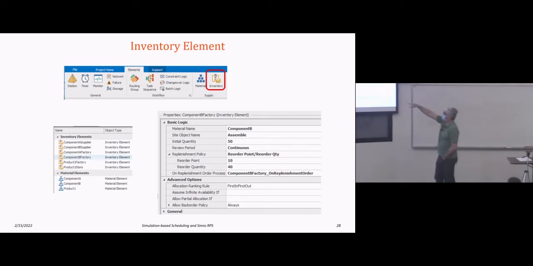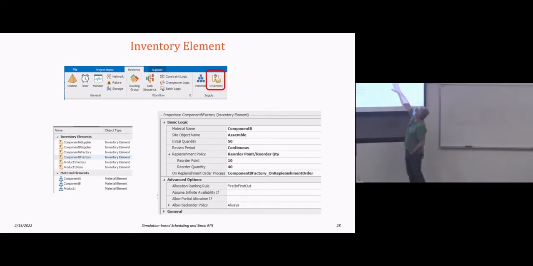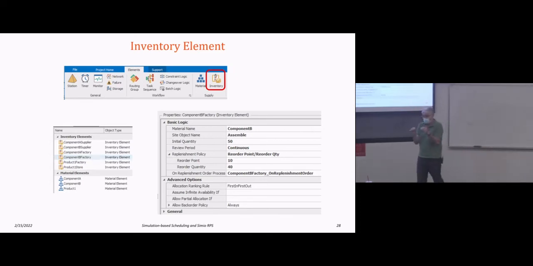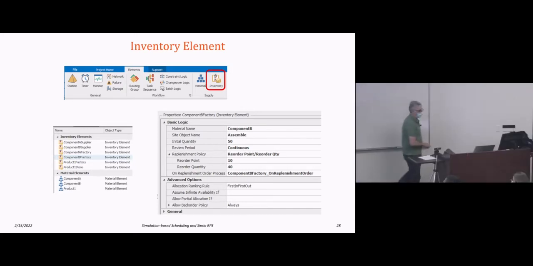So you can see that I just have the dialog box, and this is an inventory element. It looks an awful lot like the replenishment process that we saw for the material. The only thing that's really different here is it says, what is the material? The other thing that's different is you have something called a site object name, because an inventory is tied to a physical location in your model. You have to say, I'm going to associate this inventory with this object, an object instance in your model. Then I can have replenishment policies and so on.